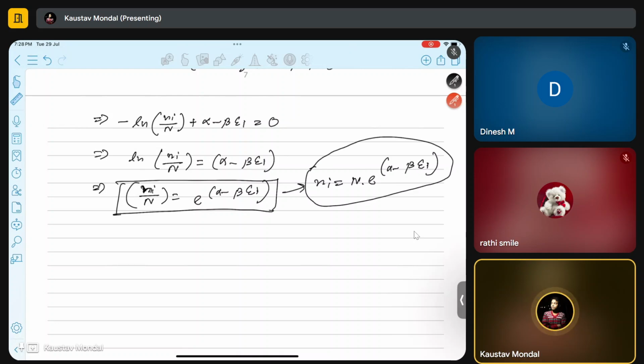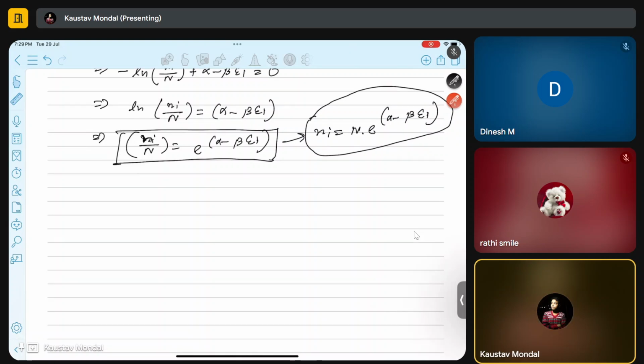Now here you can easily calculate the values of alpha and beta. It's not a difficult thing. Alpha and beta are basically related, so if you want to evaluate alpha and beta, it's not that difficult.